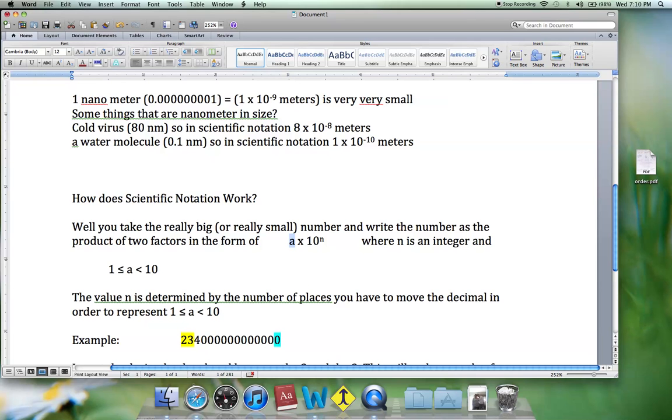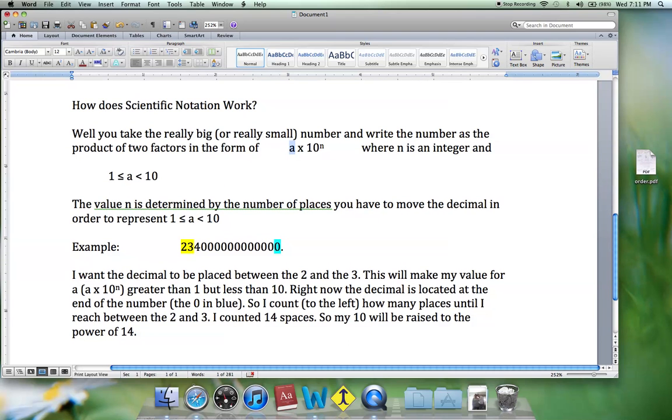So let's look at the first example. We have this really big number, and I didn't put my commas in, okay? But I have a lot of zeros. And I want to put this in scientific notation. Right now my decimal is here, and I want my decimal to be between the 2 and the 3. By getting the decimal between the 2 and the 3, my value for a is going to be greater than or equal to 1, but less than 10, because it's going to be 2.34, and that value is less than 10.